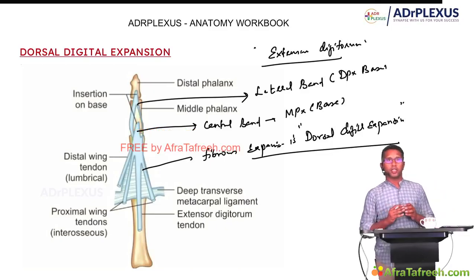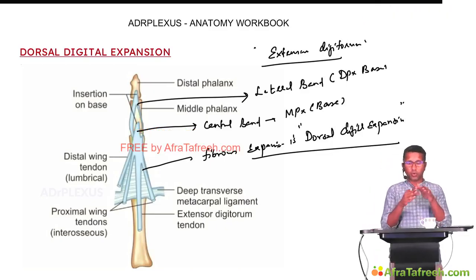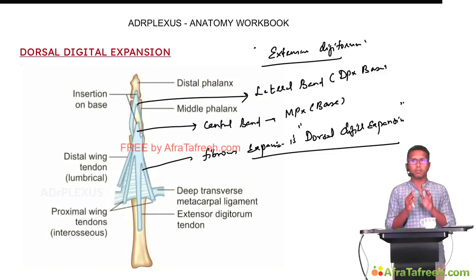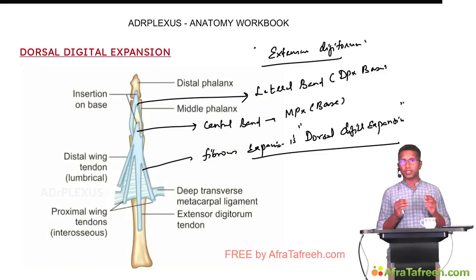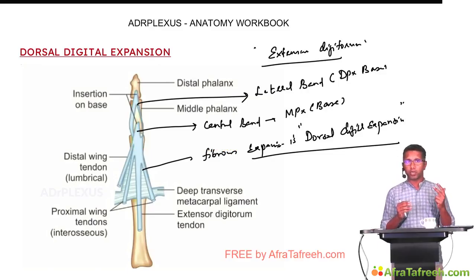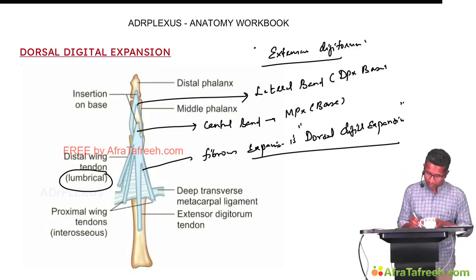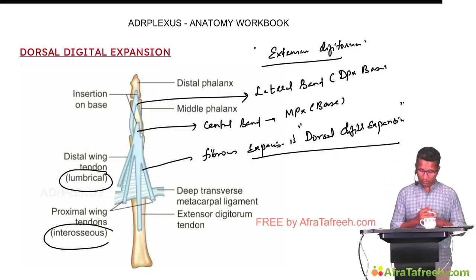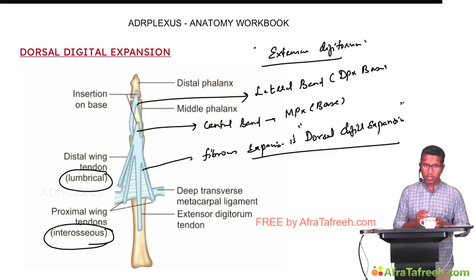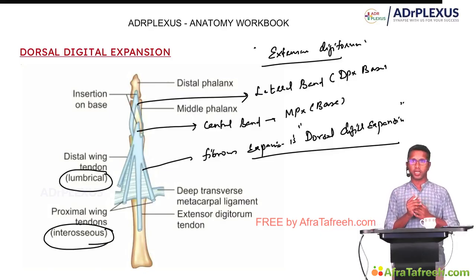Okay guys, clear? So the dorsal digital expansion is a fibrous expansion over the dorsum of the fingers. What is the importance of this dorsal digital expansion? It receives insertion of 2 important intrinsic muscles of the hand: one is the lumbricals and the other is the interossei, the dorsal and the palmar interosseous muscles. These are important intrinsic muscles of the hand, and they get inserted into the dorsal digital expansion.